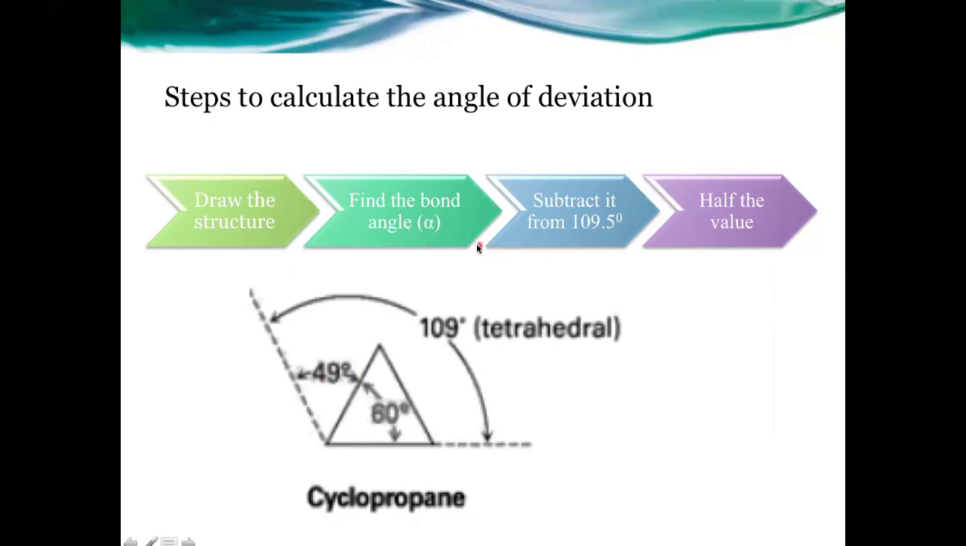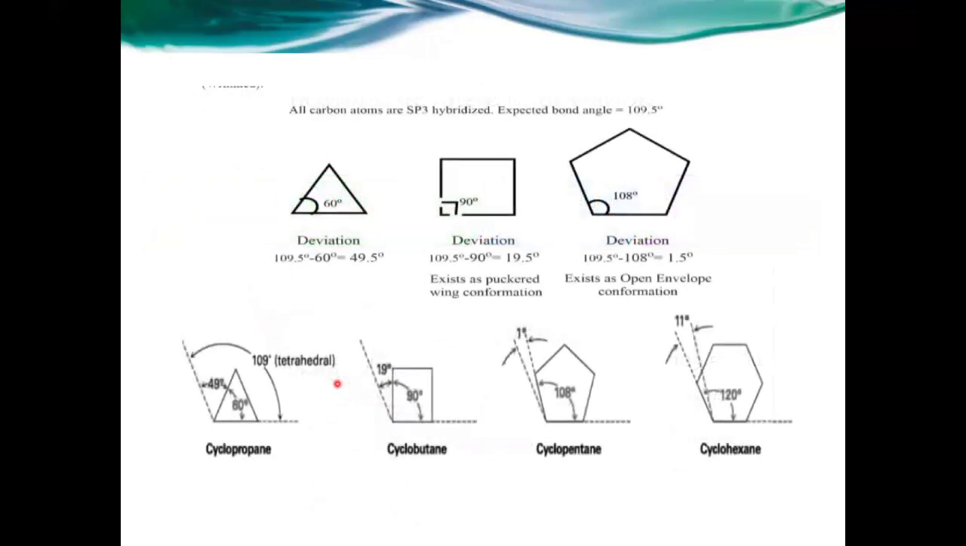So when the bond angle is 60 and I subtract it from 109.5, I get 49. Half the value of it is around 24, so the angle of deviation is 24.75, or approximately 25. That means it is highly unstable. Similarly, some compounds expected to be stable are found in practice to be unstable due to the angle strain.